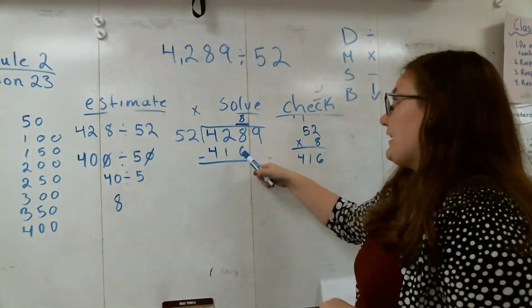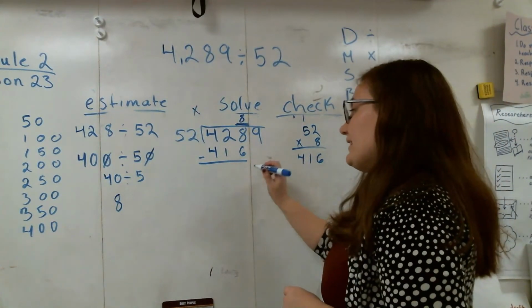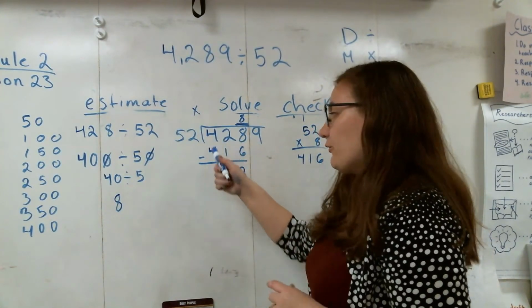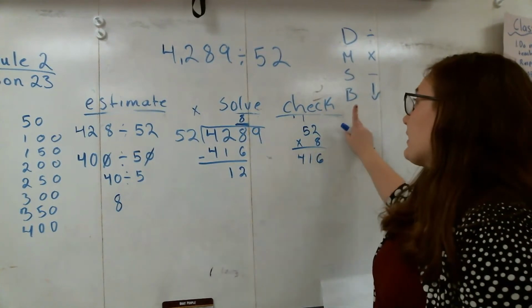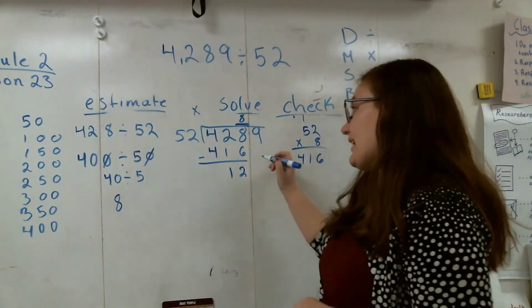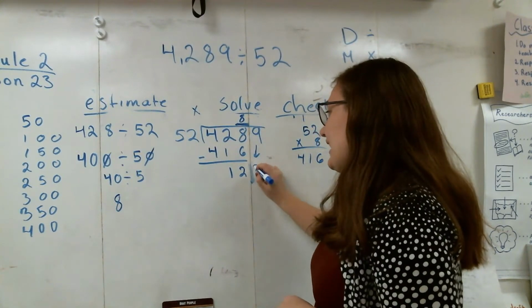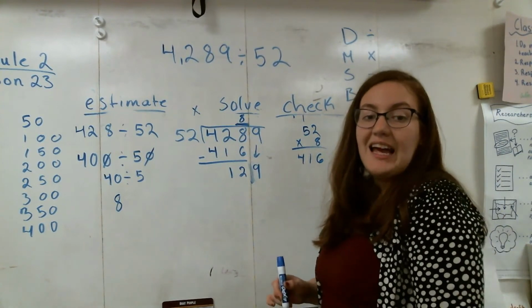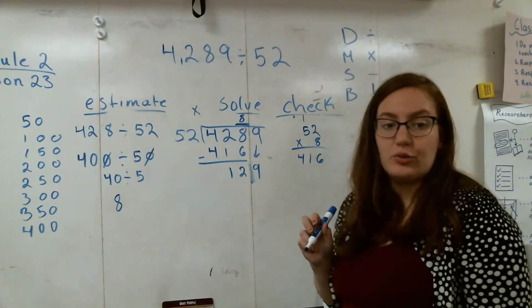So I did my multiply step, and now I need to subtract. So I do 8 minus 6, which gives me 2. 2 minus 1 gives me 1, and 4 minus 4 is just 0. Now, before I continue, I need to make sure that I bring down, because that's my next step. And then after that, I can continue solving. So now what I'm trying to solve for is how many groups of 52 can fit into 129.